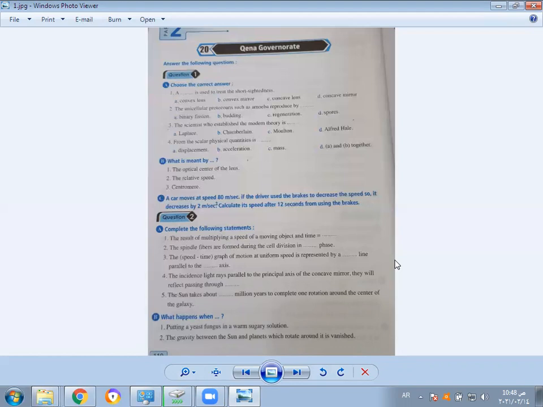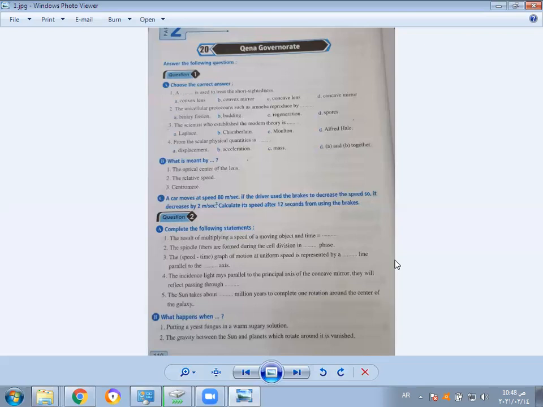Number 2, the relative speed. It is the speed of a moving object relative to an observer. Of course, this observer can be in a state of rest or moving. And if it was moving, it can be in the same or the opposite direction. So it is the speed of a moving object relative to an observer in a state of rest or moving in the same or the opposite direction.